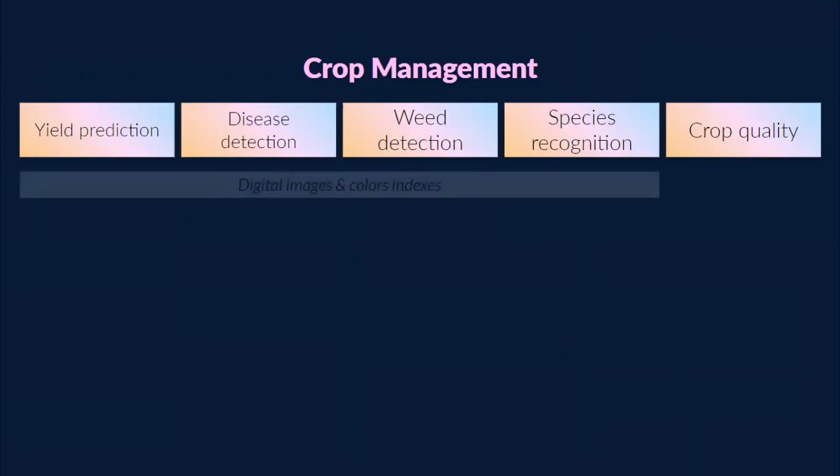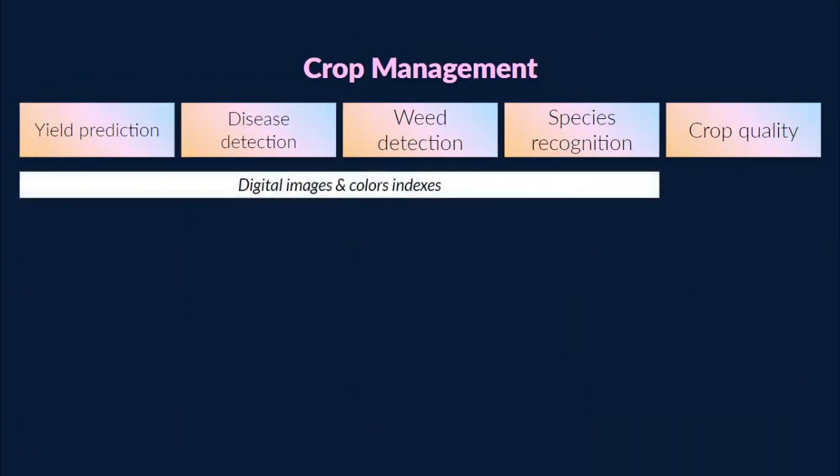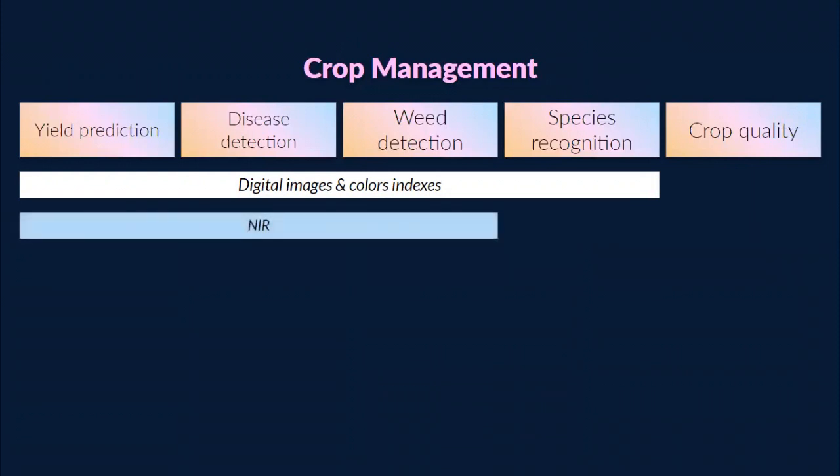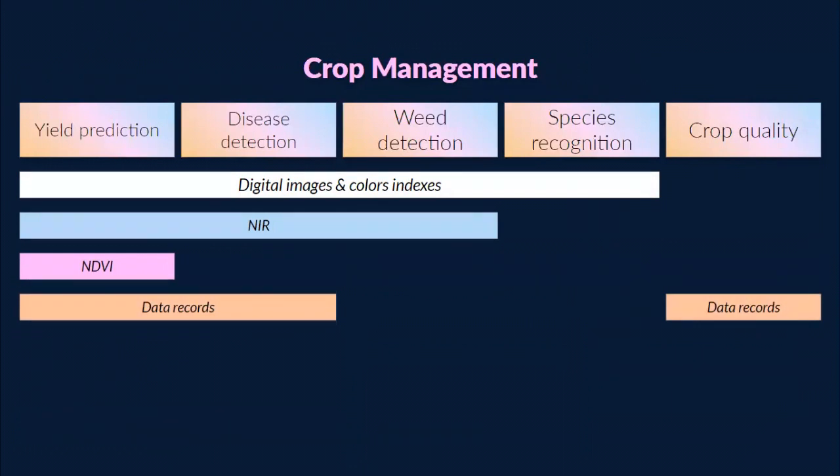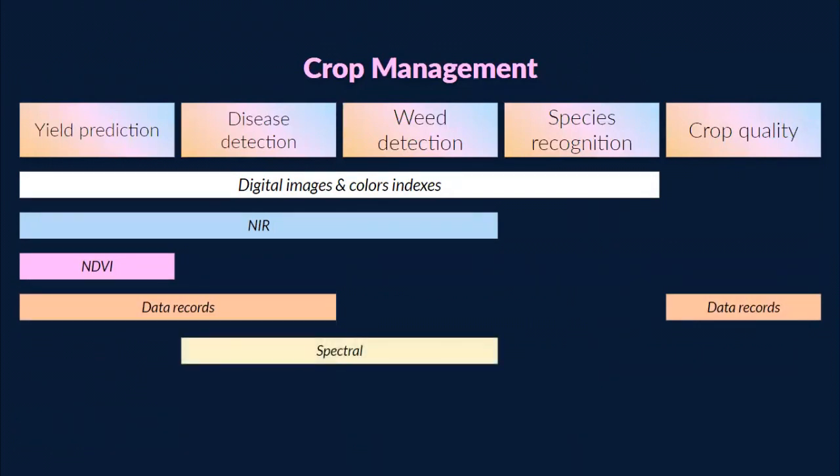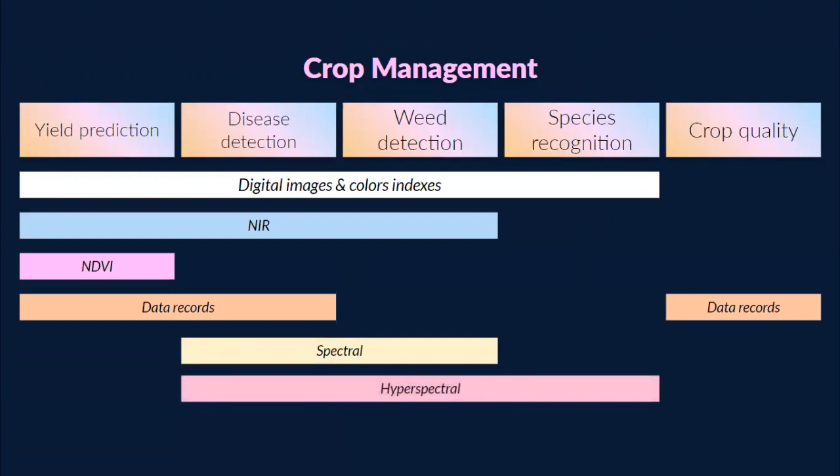So in crop management itself, digital images and color indexes have been applied in yield prediction, disease detection, weed detection, and also species recognition. NIR has been applied in yield prediction, disease detection, and weed detection. NDVI is used specifically in yield prediction, and data records in yield prediction, disease detection, and crop quality. Spectral has been used in disease detection and weed detection, and hyperspectral has been used in disease detection, weed detection, and species recognition. And last but not least, fluorescence is used in disease detection.